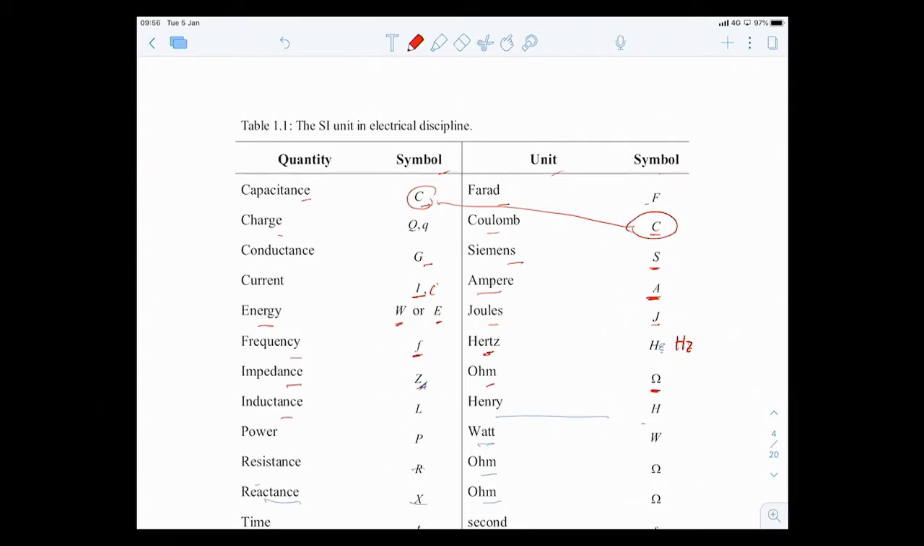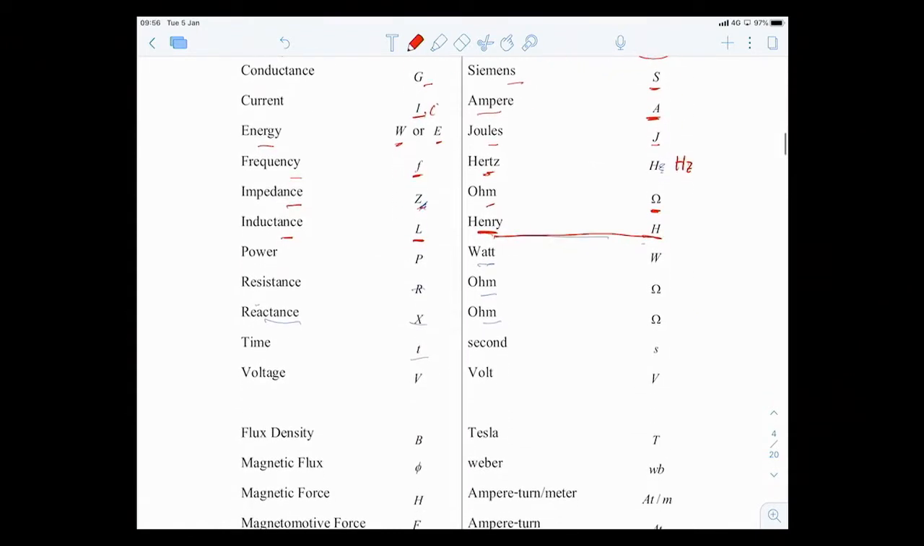Inductance is capital L, and the unit of inductance is Henry, capital H for Henry. Power, capital P, could be a small p too, and the unit is watt, W. Resistance, up to now I hope that you know that resistance stands for R. R stands for resistance, and the unit is ohms, and the symbol is omega.